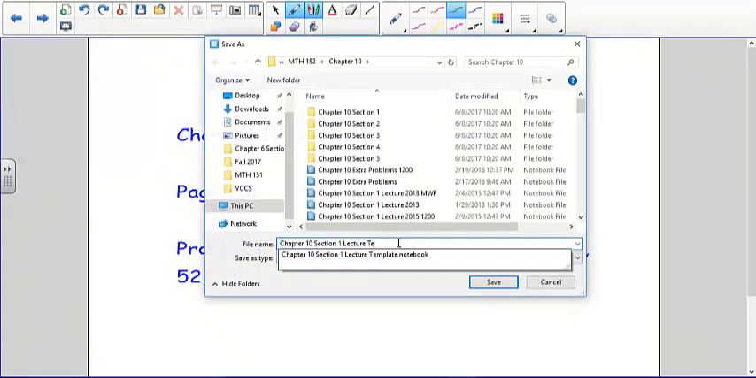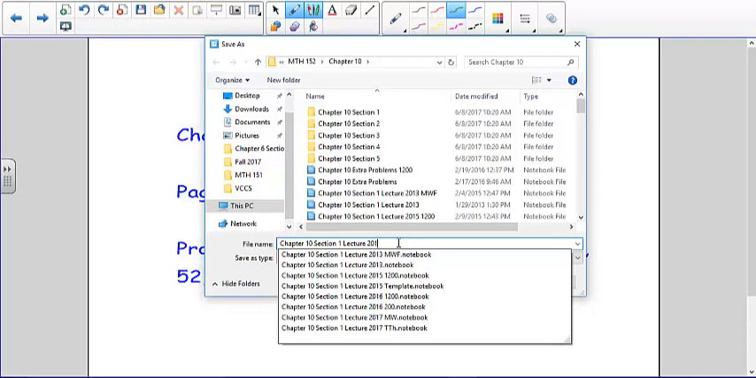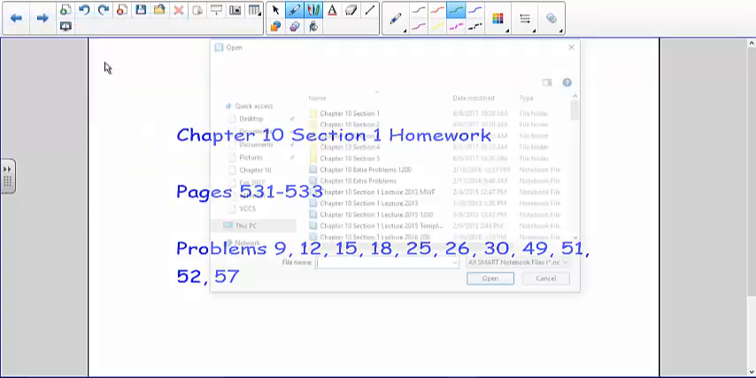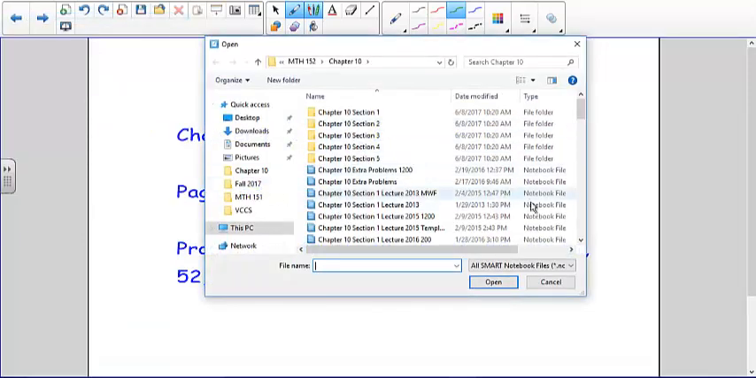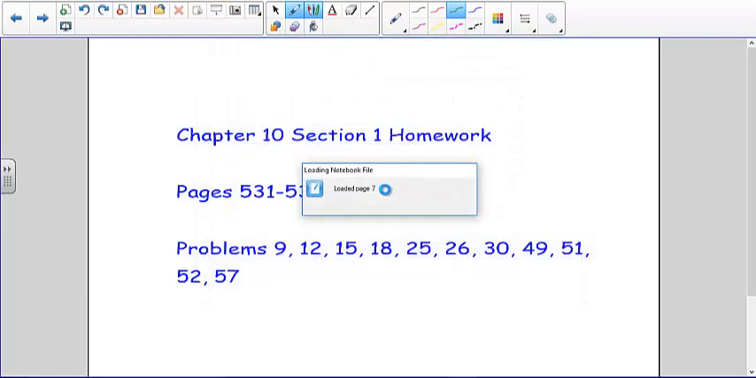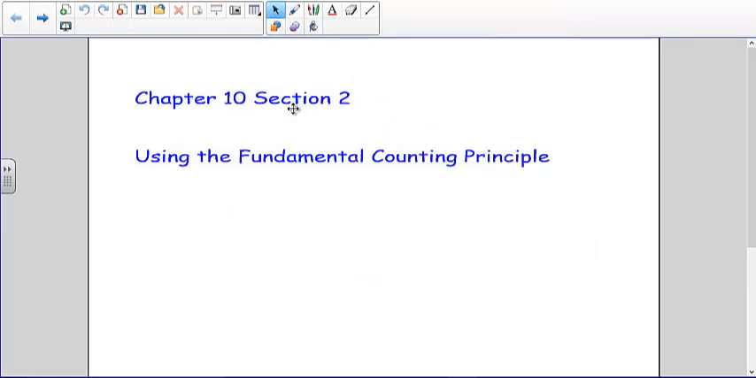So that's systematic listing. We'll go to the next section, which is section 2. What we want to do now is come up with a method of coming up with the answers to these questions without having to use lists or tree diagrams. And it's using what's called the fundamental counting principle.